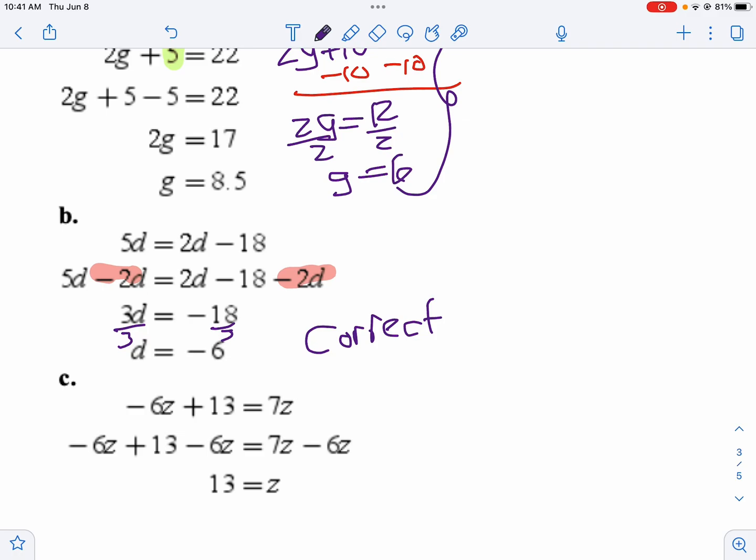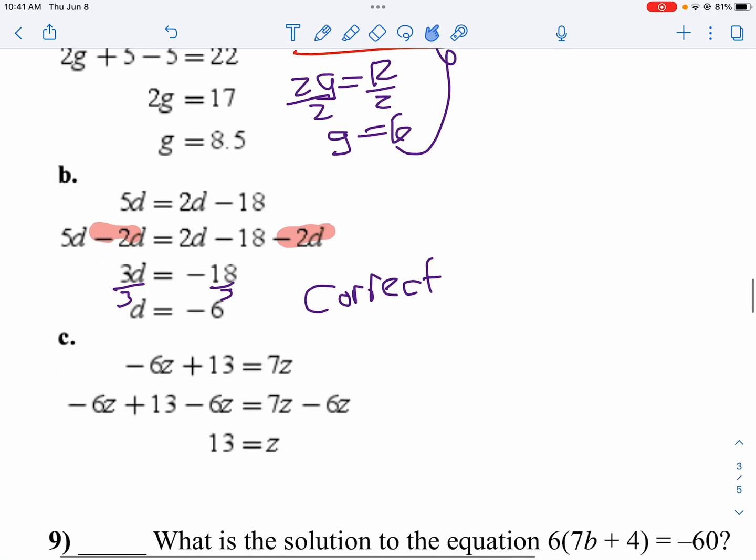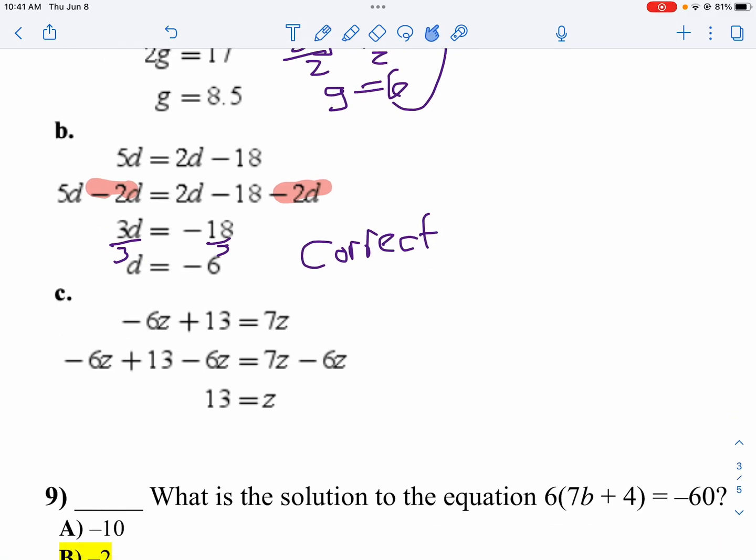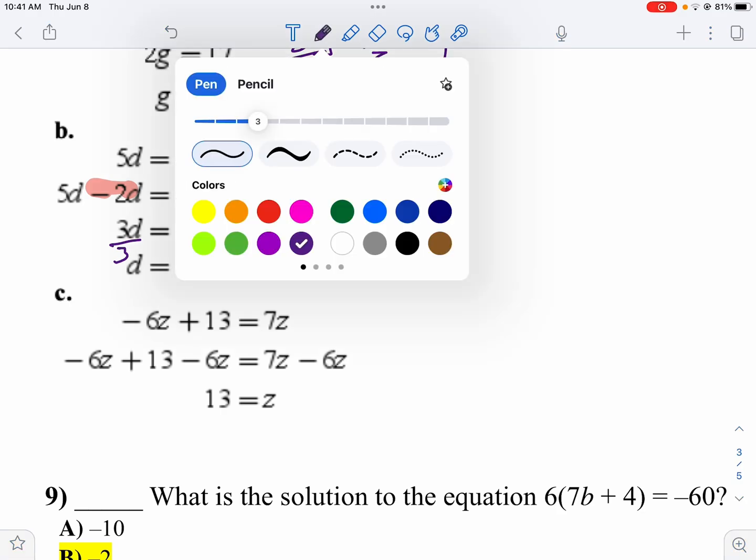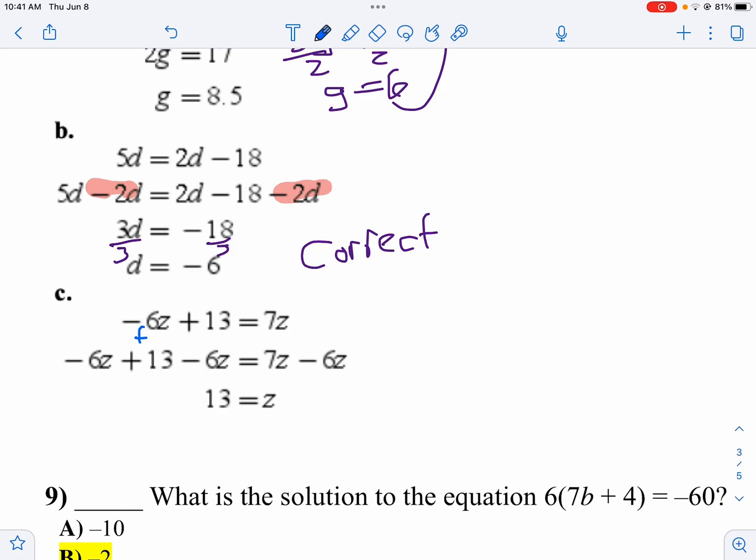On letter C, looks like we want to get rid of the negative 6Z, don't we? So what's the opposite of a negative? We're going to add 6Z to both sides. And notice there's the mistake. They didn't do the opposite. They did the same. So now let's go from there.